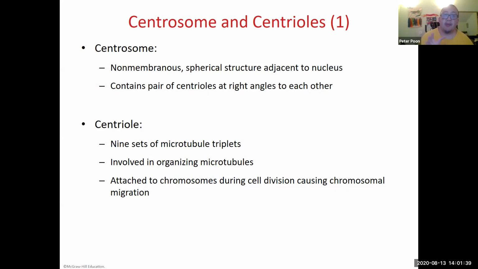The centrosome and centrioles. A centrosome is a spherical structure adjacent to the nucleus. Central, center, zone, circular thing. What's inside there is a pair of centrioles. The centrioles, there's always two, and they always have right angles to each other. So it gives the cell directions.